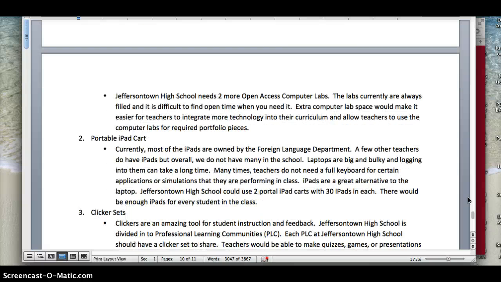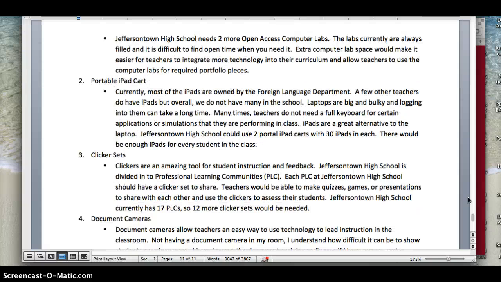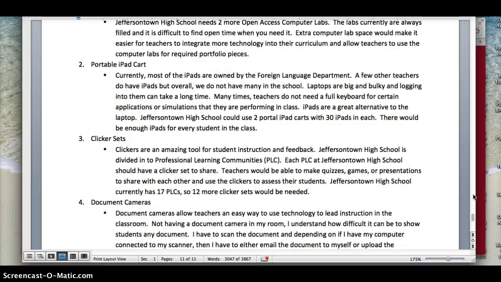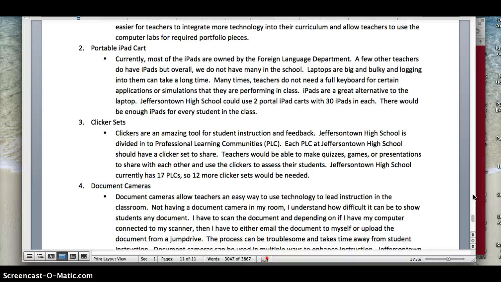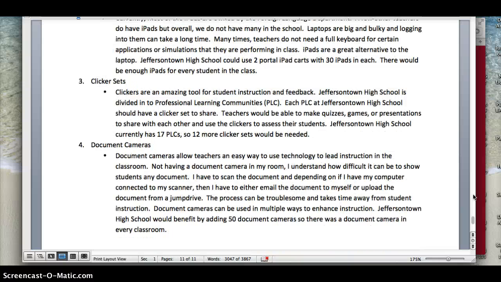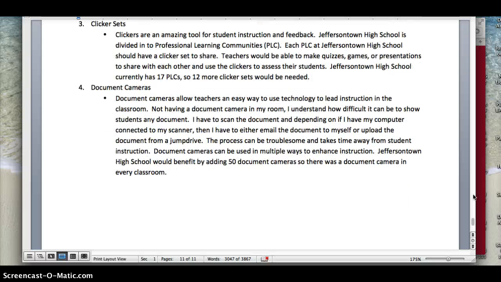Some portable iPad carts would be wonderful. The laptops are good, but sometimes iPads do the job just as well, and they're smaller and easier to manipulate. A clicker set for every department, and then finally document cameras for every teacher in the building.